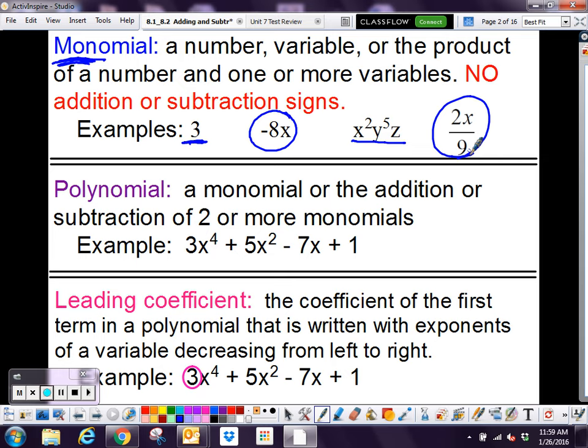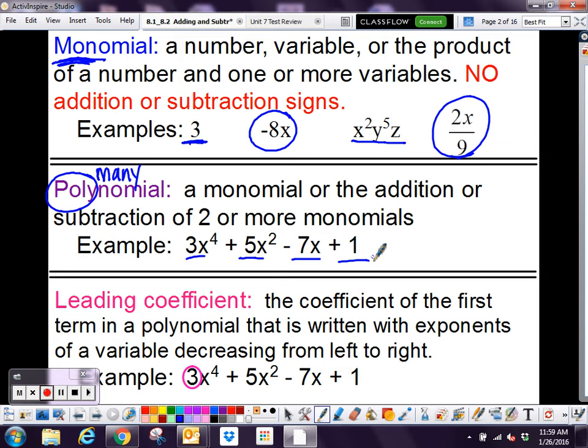A polynomial, poly, is going to mean many. Okay, basically many numbers. A monomial, or the addition or subtraction of 2 or more monomials. Okay, so you see here we've got 4 different terms, so that makes it a polynomial.